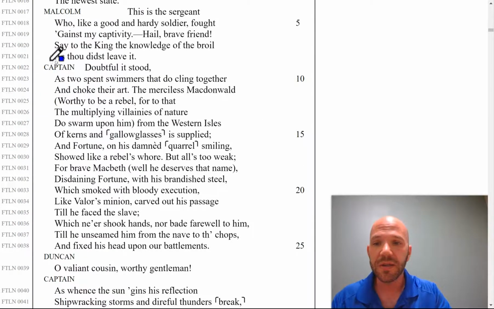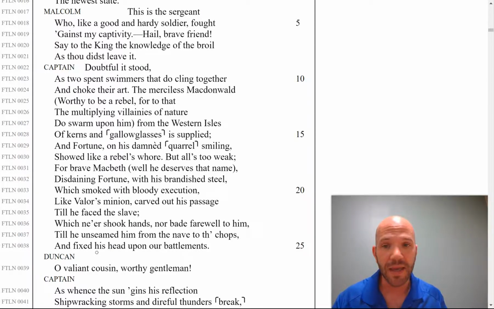All right. Now here's the captain's description of the battle scene. And again, the purpose of this is not for the captain's character. He does not show up again, but it's to tell us about Macbeth. So here we go. "Doubtful it stood." All right, it didn't look good, the battle.